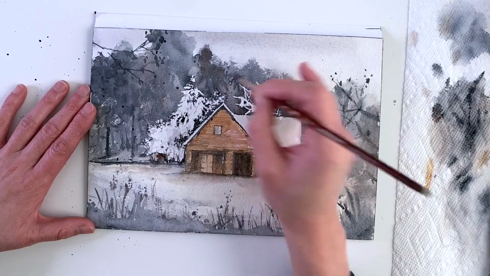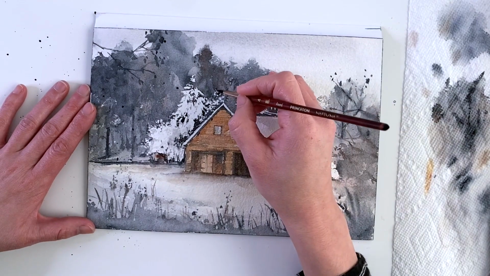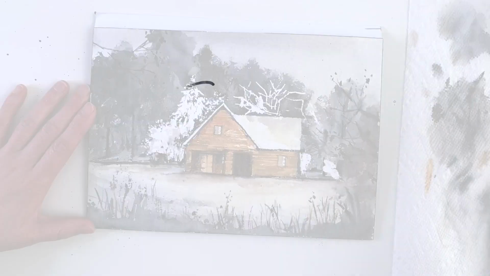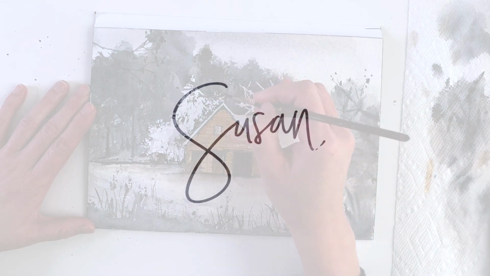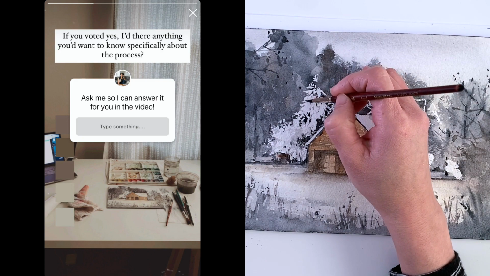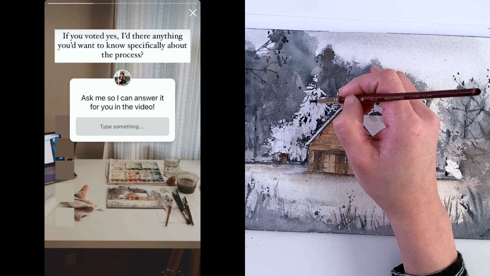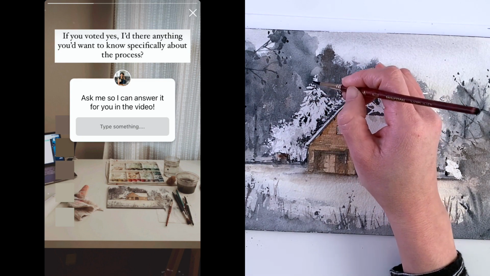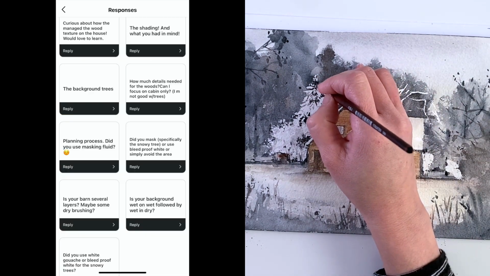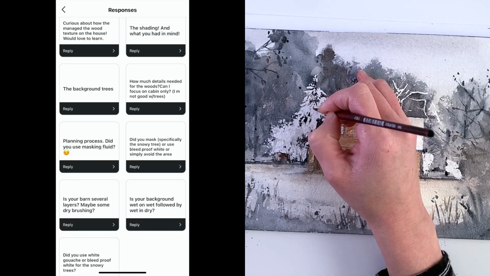In today's video, I'm going to be sharing the process behind this painting of a cabin in a winter landscape. So over on my Instagram, I actually asked if there was anything specifically anyone wanted to know about the process behind this painting, and I got so many good responses, and that is what is going to guide what I talk about in this video today.